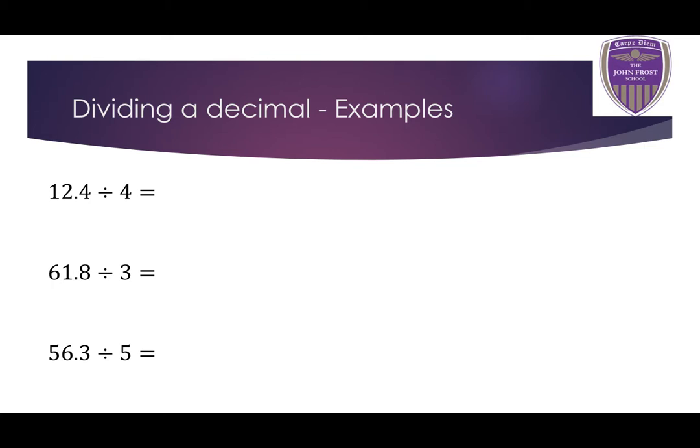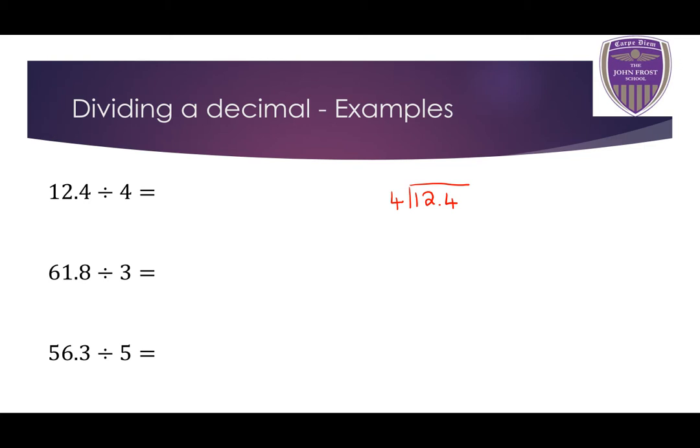Here we've got three examples. For the first example, we've got 12.4, which is a decimal number, divided by 4. When we're dividing a decimal number, we don't do anything different to the normal bus stop method, which I've put a link to in the video down below. So 12.4 divided by 4. Just like our normal bus stop method, I'm going to write the divisor first, and the dividend inside the bus stop. And then I'm going to ask myself, how many 4s are in 12.4?